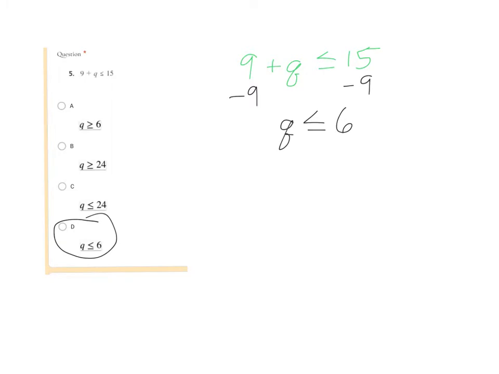Question number 5. We've got 9 plus q less than or equal to 15. To get this q by itself, we're going to do the inverse of a positive 9. The inverse of positive 9 is minus 9. Do that to both sides, we should get q less than or equal to 6. Q less than or equal to 6 is letter D.